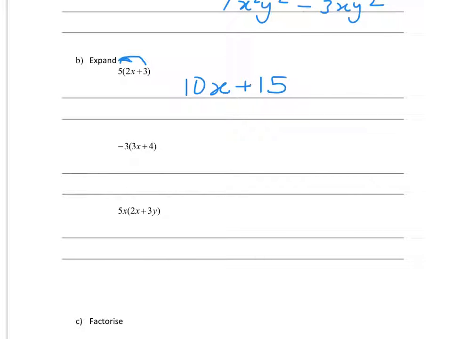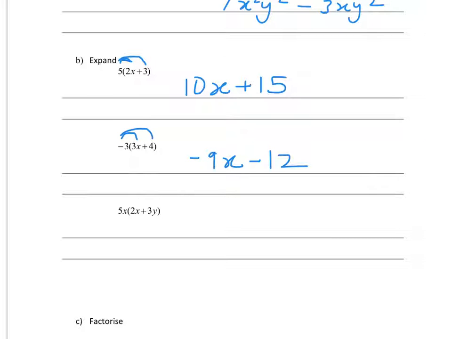In the second example, remember, if we multiply by a negative, we change the sign of everything. A negative times a positive makes a negative. So this negative 3 times 3x is going to be negative 9x, and negative 3 times positive 4 is negative 12.